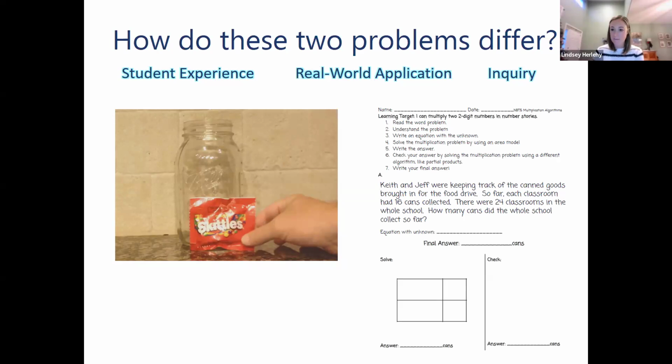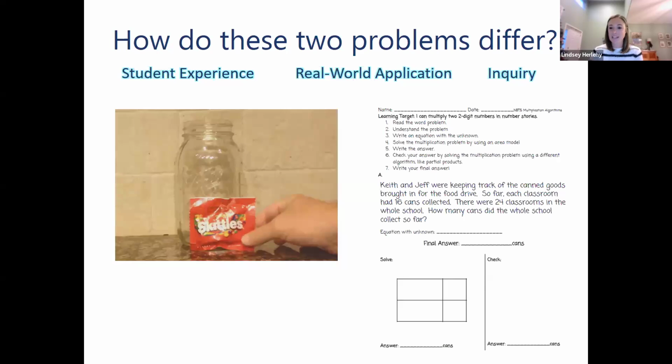I want you to think about the experience that students have doing these two problems. And I don't want you to think about your typical math student. I want you to think about all the math students that do math problems. Think about them, and then think about, and this is where it gets a little more thought-provoking, the real world application. Which one of these problems would you consider more real world?